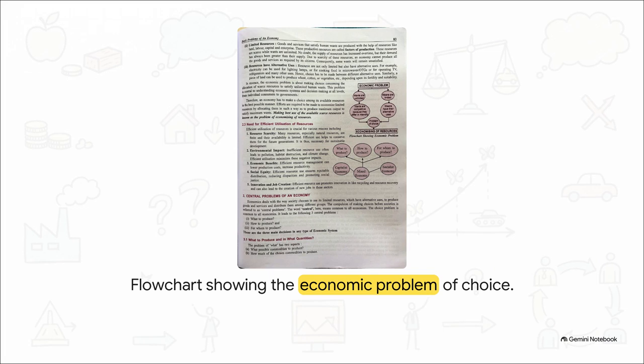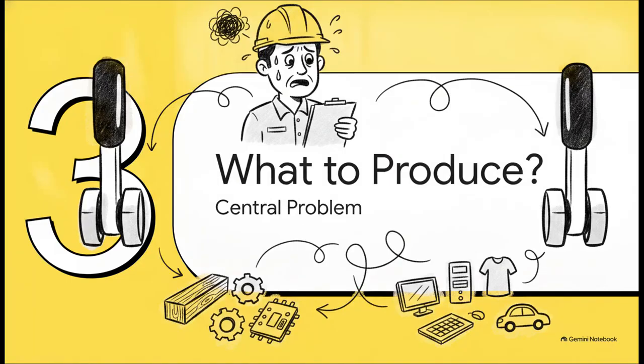This massive dilemma branches out into three unavoidable central questions that every single society on Earth has to answer. What to produce, how to produce, and for whom are we producing? That brings us to Section 3, what to produce. Let's zoom in on that first monumental question.